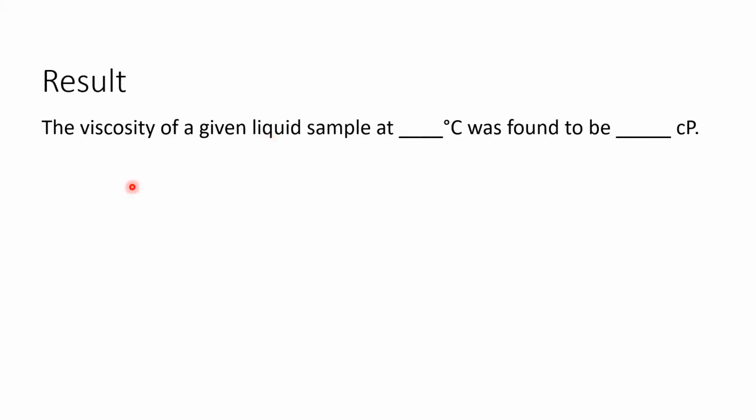Now you have to write the results in this way. The viscosity of the given liquid sample at, suppose, 25 degrees Celsius was found to be blank centipoise. You have to write down the result.